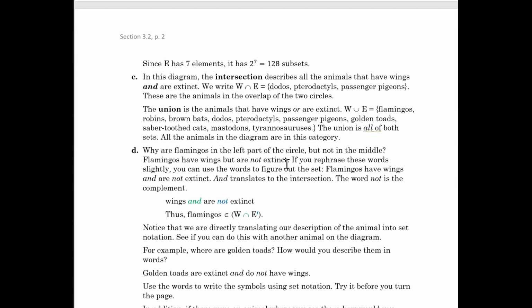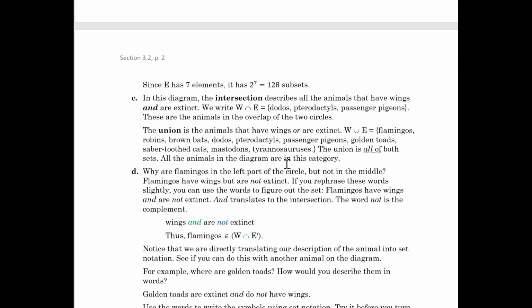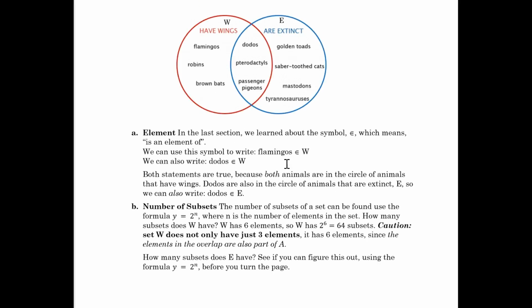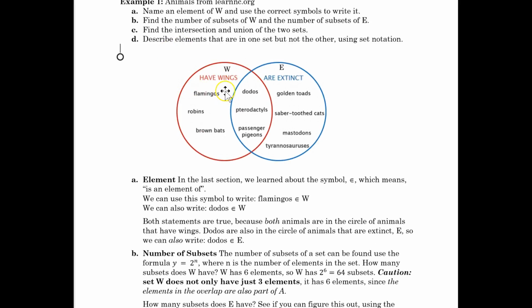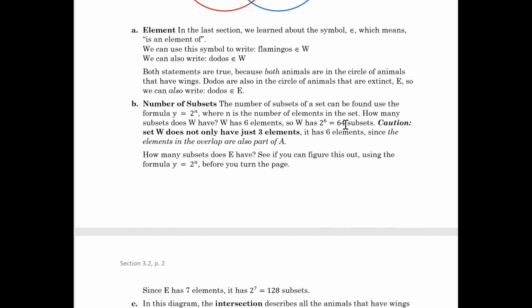Finally, let's talk about why flamingos are in the left part of the circle, but not in the middle. See these flamingos? And how can we write that using sets? So we want to somehow say flamingos have wings, but they're not extinct. Right there, the way I just worded it, you can find the translation. So flamingos have wings, but, or we could say and, they are not extinct.